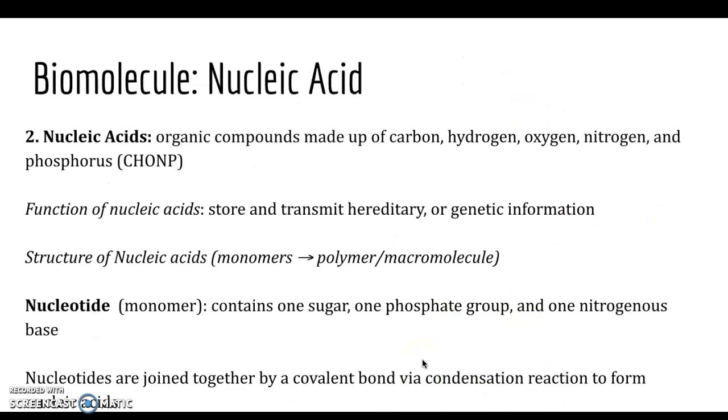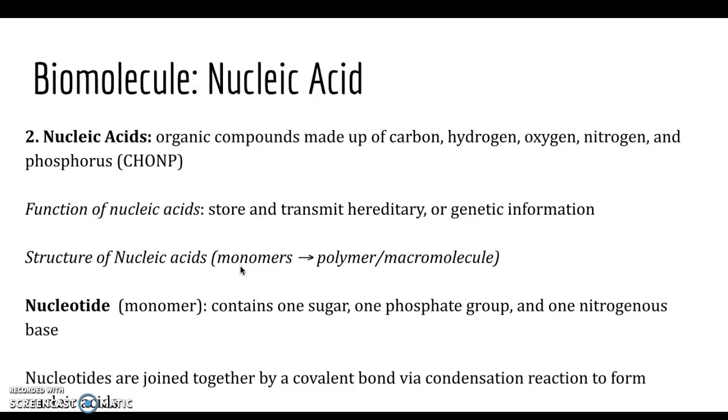The next biomolecule we're going to talk about is nucleic acids. Nucleic acids are made up of carbon, hydrogen, oxygen, nitrogen, and phosphorus. And the function of nucleic acids is to store and pass on hereditary information from parent to offspring. All right. And unlike carbohydrates, nucleic acids are made up of monomers. And then when you bond monomers together, you get a polymer or a macromolecule. So nucleotides are the monomers of nucleic acids. All right, so when you bond nucleotides together, you get nucleic acid.